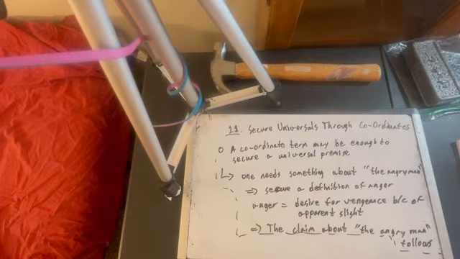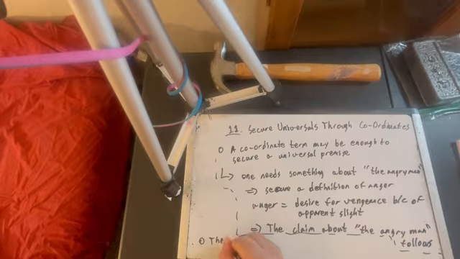Yes, so definitions and coordinates can secure universals indirectly. Let's see, do I have enough room to write this? I think so. The coordinate term may be less suspicious than the target term as well.